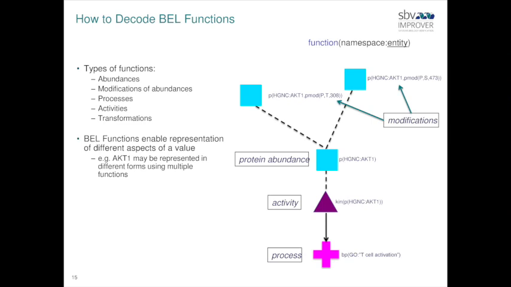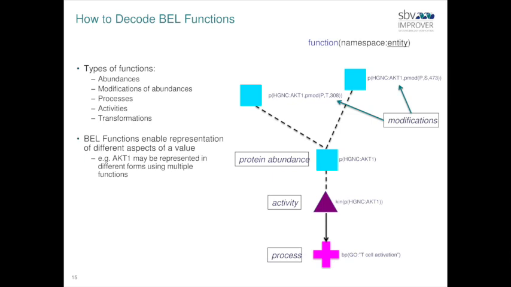We see that these functions are necessary to enable a representation of different aspects of a value. The example on the right is the AKT1 protein being represented in multiple forms. Starting with the top of the network, we see that the protein AKT1 has a phosphorylation at threonine 308, and another example is AKT1 phosphorylated at serine 473. These modifications are easily captured in the BEL language and can be represented as these modification terms. Probably the most prevalent function in the database would be protein abundances, and these probably represent on the order of 80% of all nodes captured in the BEL encoded networks. These are essentially represented by the P function attached to the AKT1 protein.